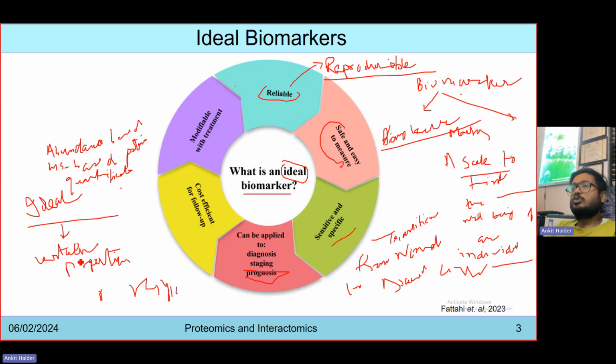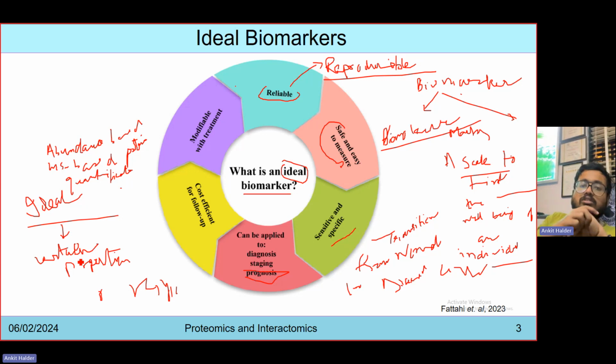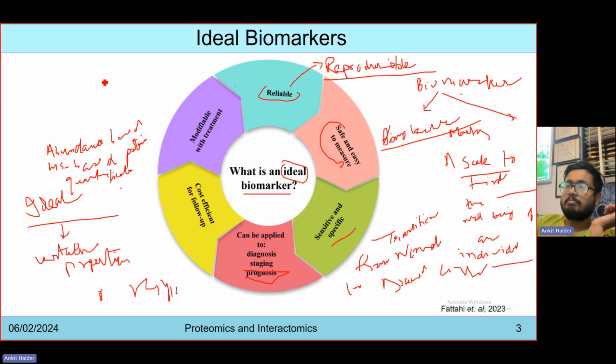If we need to monitor these particular markers repeatedly, then it should be very cost efficient. For example, with diabetes, if monitoring of blood sugar level remains very difficult, or a lot of cost is associated with it, one would not prefer to, or would not be able to do that. So it should be cost efficient for follow-up and modifiable with treatment.